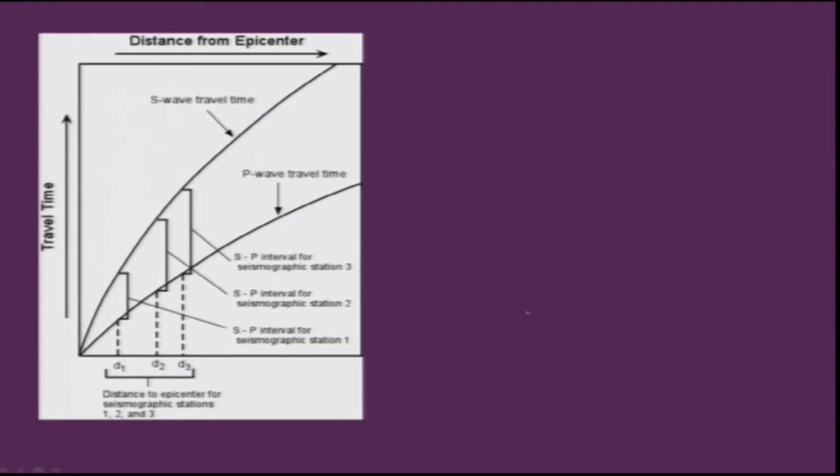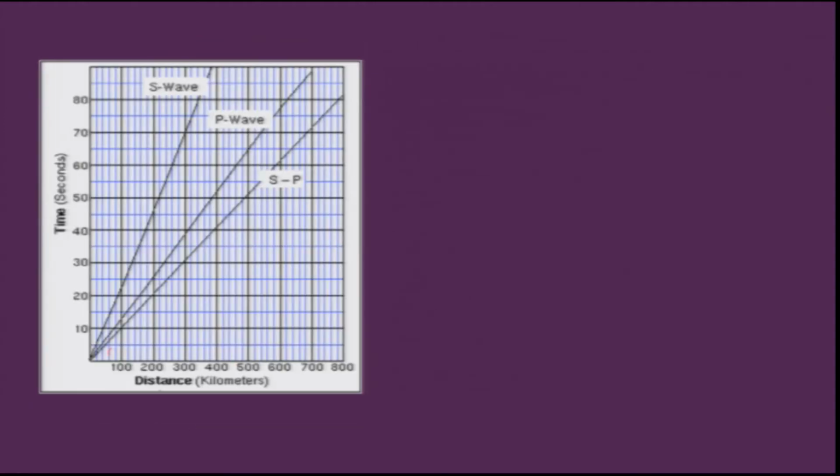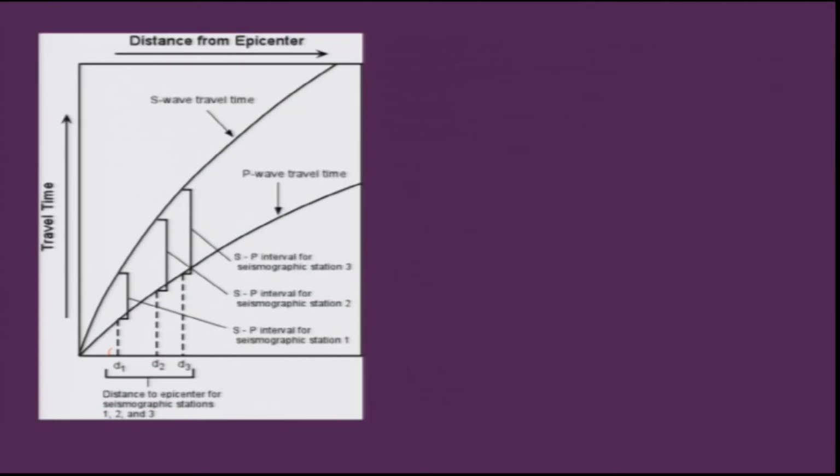This shows the curves which are available, showing the P wave arrival time and the S wave arrival time from different seismic stations: seismic station 1, seismic station 2 and seismic station 3. Based on that, the distance to the epicenter is picked up. You have these curves, and you just put in the arrival time and you will get the corresponding distance here.